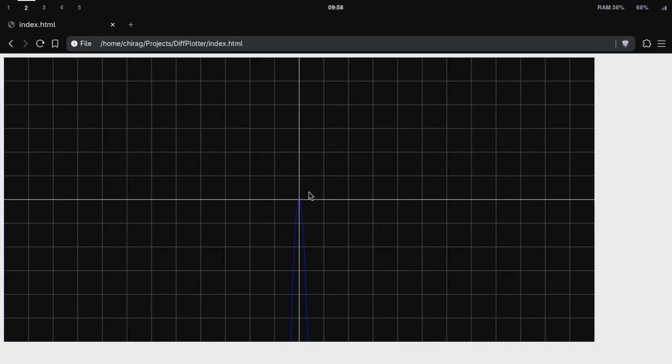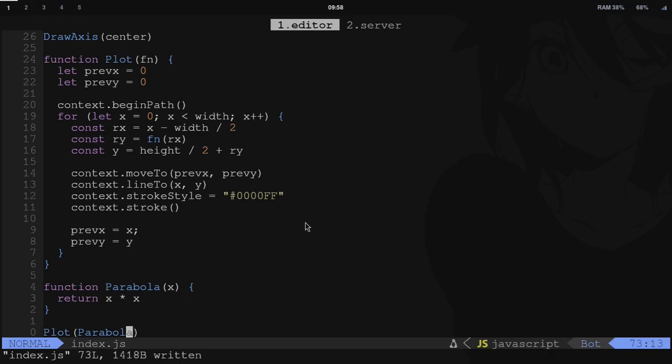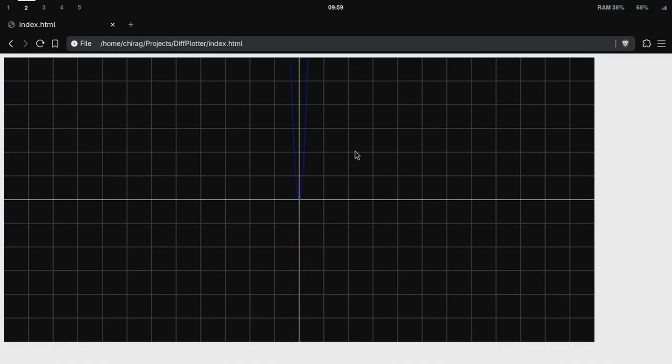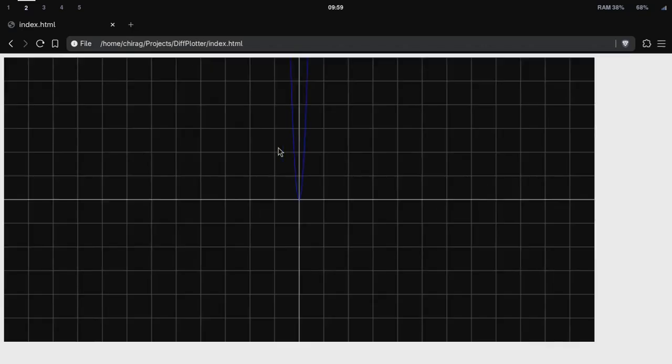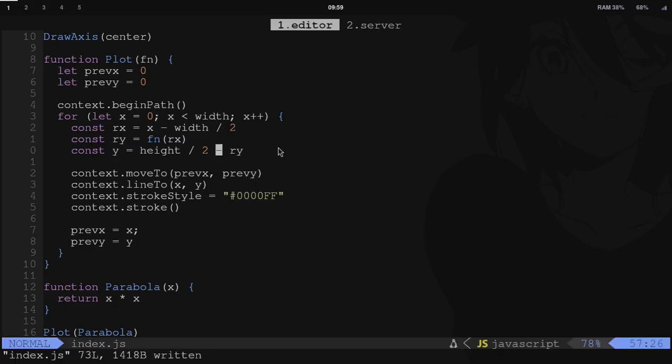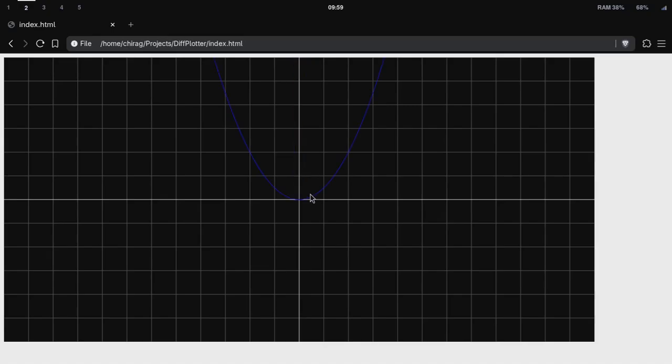So it plotted the parabola correctly, but it's upside down. So I guess I have to flip y. Is this what it is? Yes. So as you could see, we got parabola plotted. It's so good, man. And let's make it somewhat small. Yes, it is now correct. So we have successfully plotted a parabola.